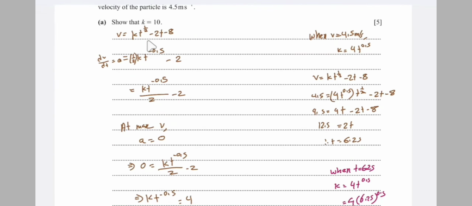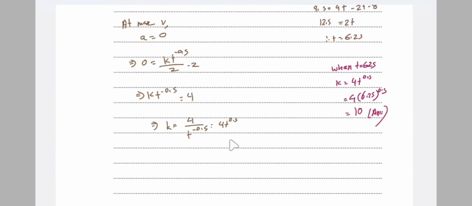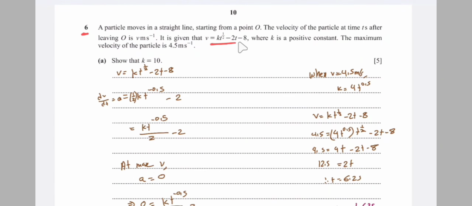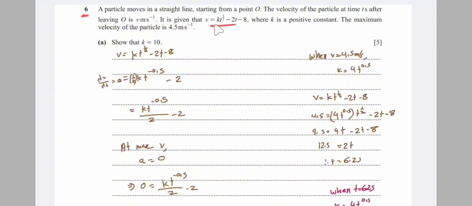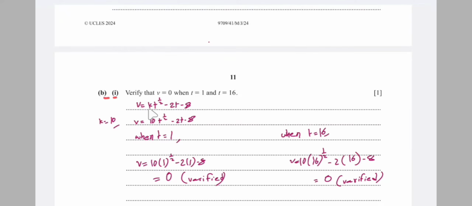Then for question number 6, part B1, that is, verify v is equal to 0 when t is equal to 1 and t is equal to 16. So we know the expression for v. Now in this expression of v, we can substitute the value of k, that is 10, and find v in terms of t. Now we can substitute the value of t, that is 1 and 16, in the expression of v, and find that v is equal to 0 for both these values. So we have verified this.